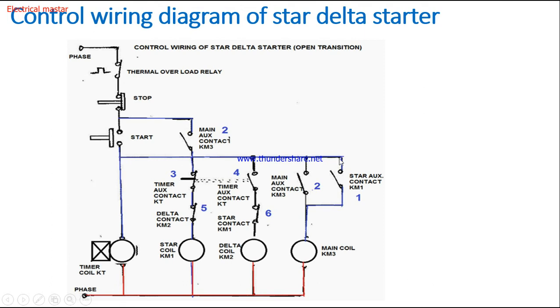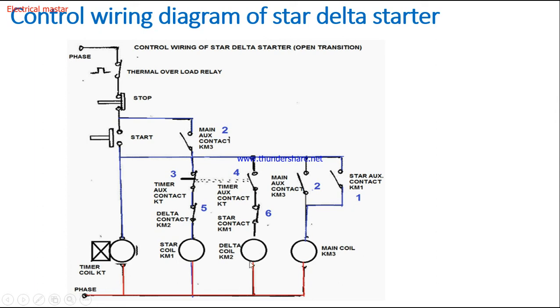So the phase supply will be continued this way through all the parallel lines, and here the timer also remains energized. So when the time delay of 10 seconds is finished, the timer NC will open and NO will be closed. So from the phase supply, the NO will be closed and it is connected here. So the star contactor will be de-energized. So the star contactor NC comes back to the normal position.